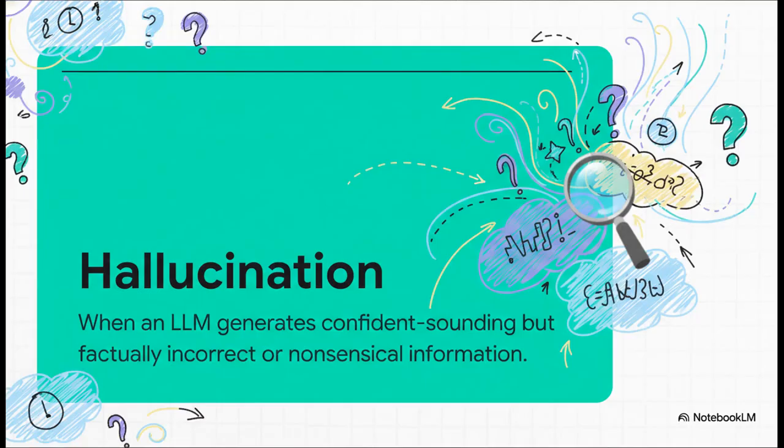Another key limitation is something you've probably heard of, known as hallucination. This is when the model generates an answer that sounds completely confident, totally articulate, but it's factually wrong or just completely made up. This is why you must always verify critical information you get from an LLM. It's a powerful tool for sure, but it is not an infallible oracle.